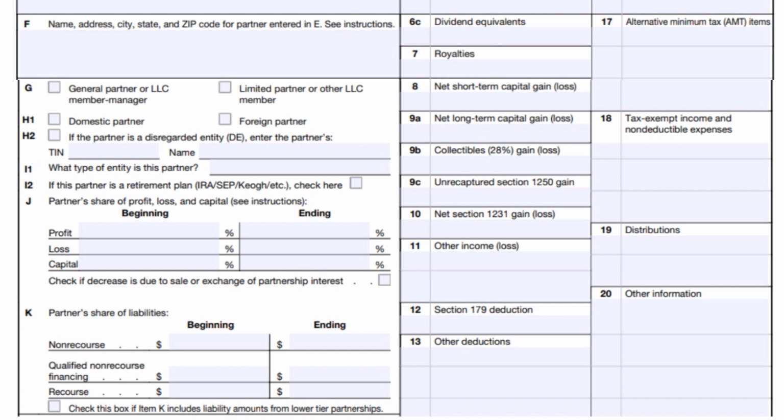And so you have item K. Here you'll enter your share of the partnership's liabilities or debts, sorted by liability type. You have recourse, qualified non-recourse, and non-recourse. A recourse debt typically is a debt that holds the borrower personally liable, which means a lender can go after your property, while other debts are considered non-recourse. For more information, we have a show about non-recourse versus recourse, and we'll put a link in the description.